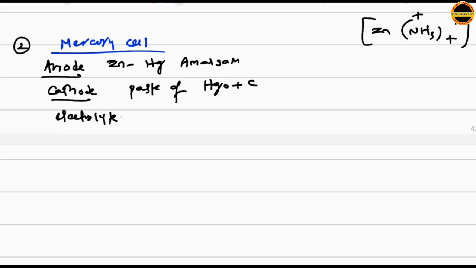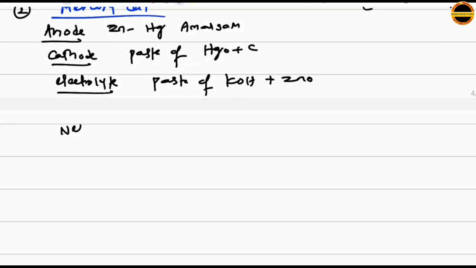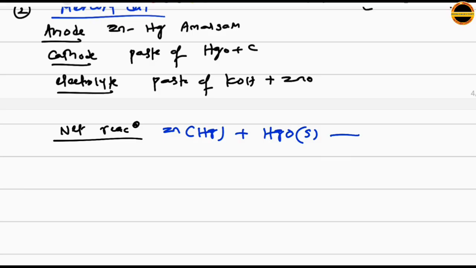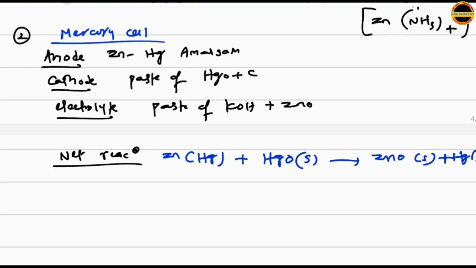Electrolyte used in this process is a paste of KOH and zinc oxide. Net reaction: zinc mercury amalgam plus mercuric oxide, which is solid, giving zinc oxide solid plus mercury liquid. So it is the net cell reaction that occurs in the mercury cell. Is it memory based? You have to practice reactions.